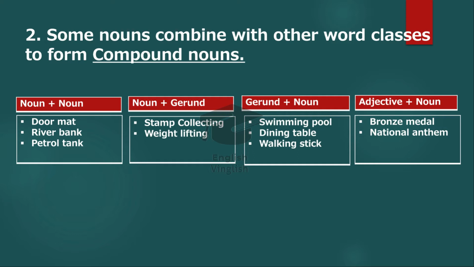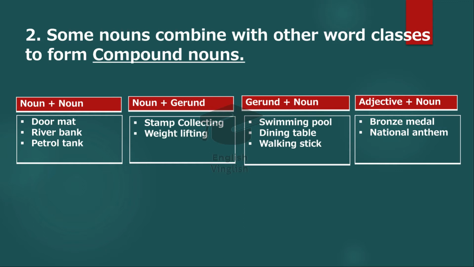Second one, noun plus gerund. Stamp, collecting. Stamp is the noun, collecting is the gerund. If we take two words separately, it gives us different meanings. But when we write it together, it gives us one meaning. Weightlifting is also the same. Third one, gerund plus noun. Swimming pool, dining table, walking stick.